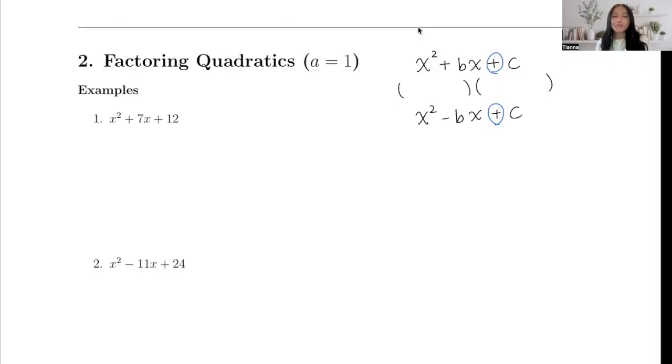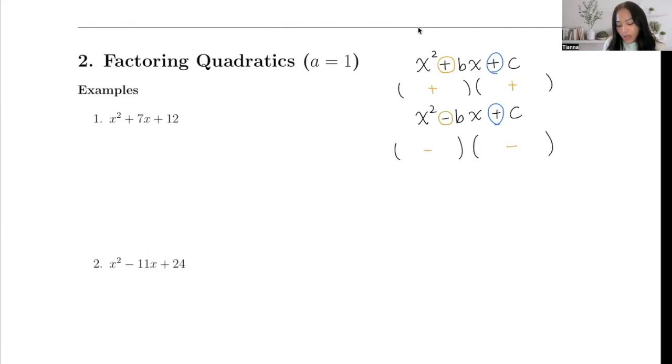So we'll get there with the examples, but having this outline is helpful for you to figure out what factors to think of, because sometimes it can be a little bit confusing, especially with numbers that have a lot of factors. So when we have a plus next to our C value, that tells us we're going to have the same sign. And this symbol here tells us if both of them are going to be positive or both are going to be negative. So in this case, we would have both positive values, and then in our second case, we would have both negative values. And then we would just fill in our parentheses.